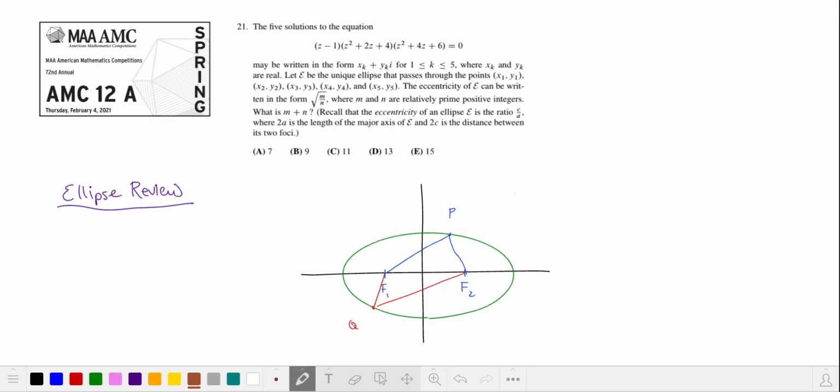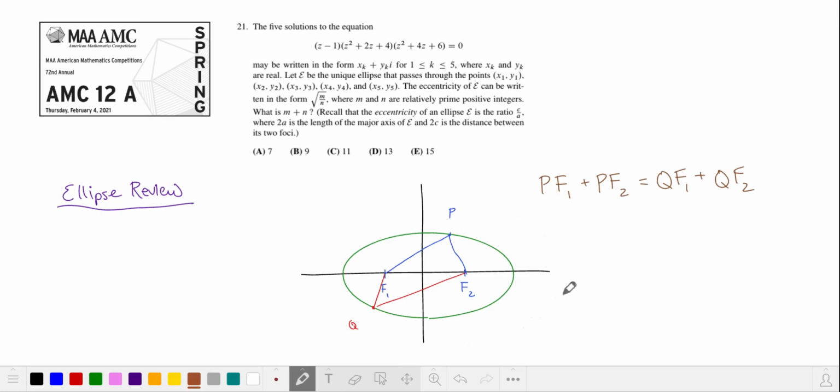foci of the ellipse. So we can rederive that quickly by noting the definition of an ellipse is the set of points such that the sum of the distances from any point to the two foci is going to be constant for any points on this ellipse, including these randomly selected points P and Q.